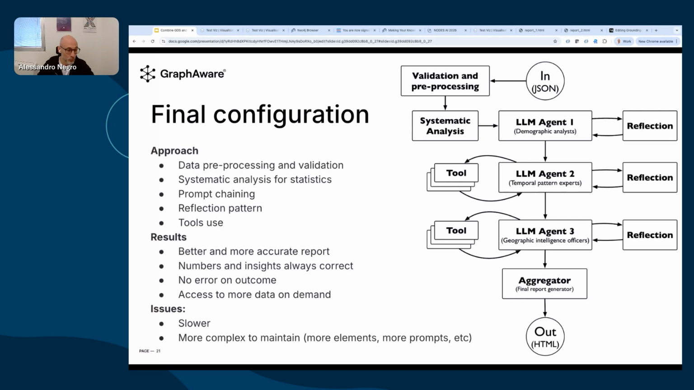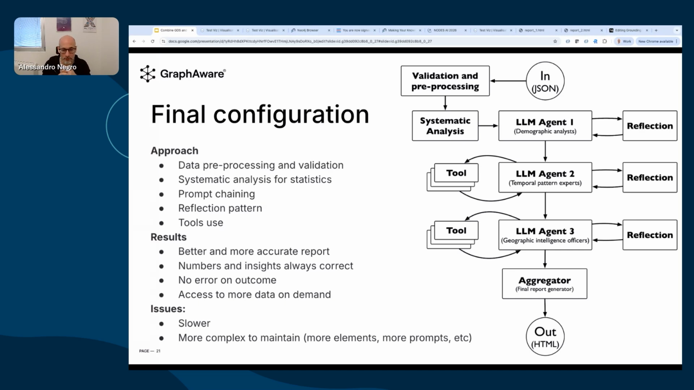And then we introduced some tools. In particular, for the temporal pattern, we added the opportunity for the LLM to decide to query the custody status of people to match, for example, that in a specific period we had a reduction of an activity, maybe because the key person was in jail. And for the geographic analysis, instead, we used Nominatim to translate latitude and longitude into areas of Chicago. As you can guess, this boosted our results quite heavily, because we have better and more accurate reports.